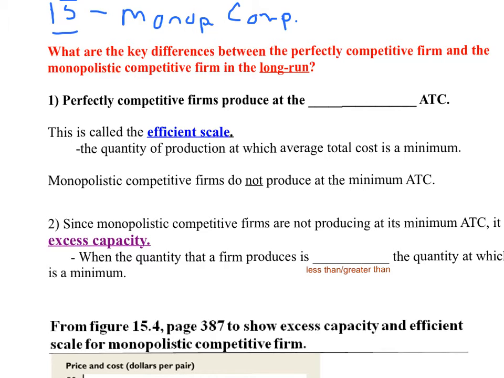So in the long run, we know neither can have an economic profit that's above average. Since there are no barriers to entry, new firms will enter and drive down the price until there is a normal profit. But the difference is when they're at that long run situation, the perfectly competitive firms produce at a minimum average total cost.